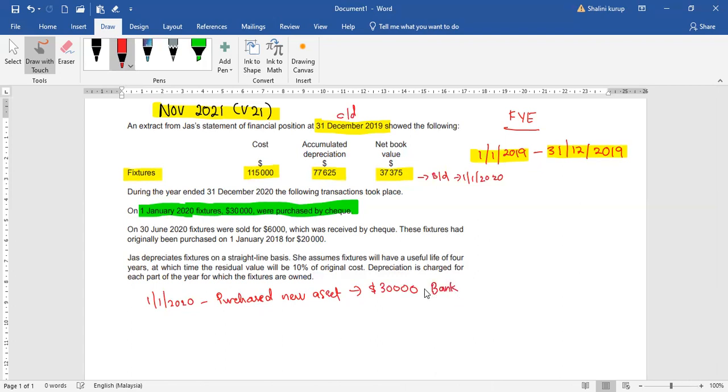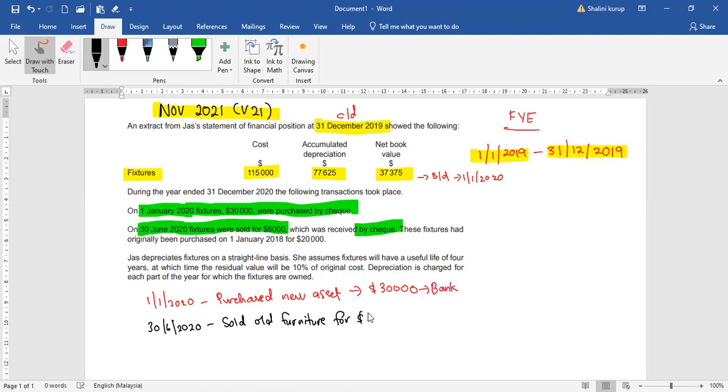Okay, let's go to the next transaction. On 30th June 2020, fixtures were sold for 6,000 by cheque. This is another piece of information that we have. On the 30th of June 2020, there is a disposal. So you sold old fixtures for 6,000 by cheque. The cheque that you received was 6,000.